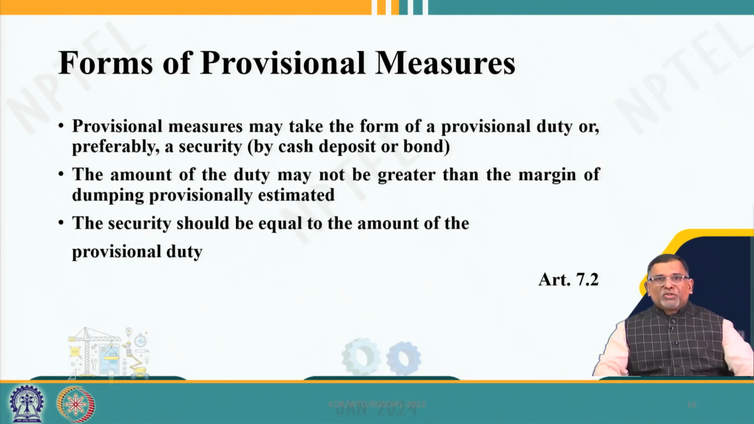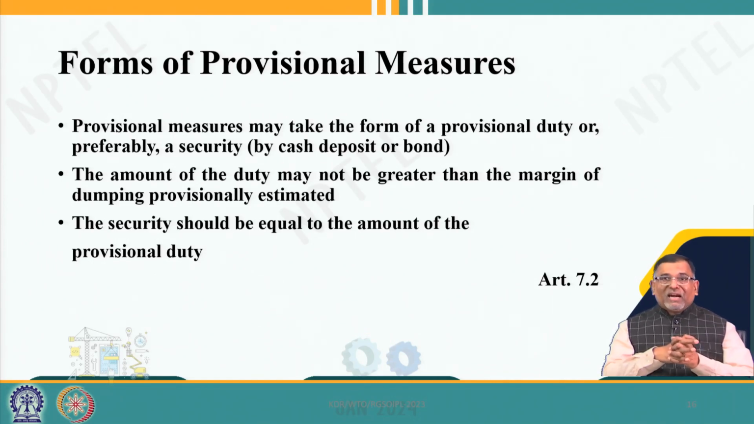And what are the forms of provisional measures? The provisional measures are in the form of provisional duty. Article 7(2) says that it may not be a provisional duty imposed, but it can be in the form of security, such as cash deposits or bonds or any other form of deposit, and taking an undertaking that I am not going to continue with these measures, this price, or I am not going to continue with the dumping.